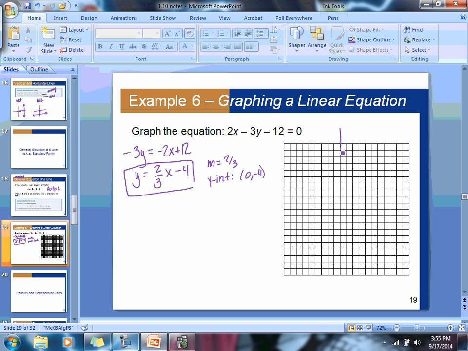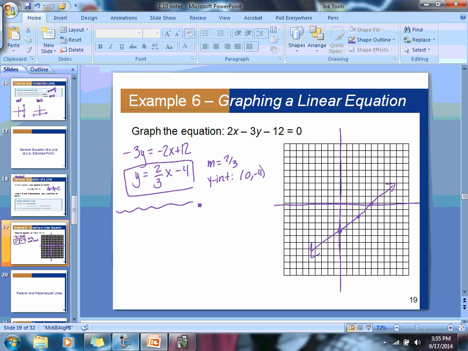So then if I was going to graph this, I'd have to draw in my axes, my y-axis and my x-axis. And I'd want to go to negative 4 on the y-axis, and then I want to rise 2 and go over 3. Rise 2 and go over 3. And you generally need 3 points to make a line. So once you have those 3 points, you can just connect them, and there's your line.